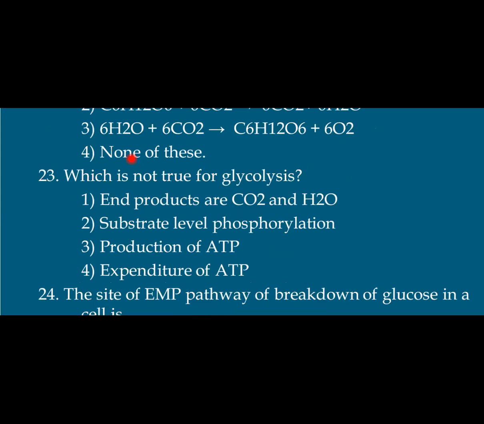Question number 23. Which is not true for glycolysis? Option 1. End products are carbon dioxide and water. What about option 1, students? Does glycolysis give us CO2 and H2O? Never. In the chart you have seen, I have never shown anywhere CO2 and H2O released. Whereas CO2 and H2O are released in the Krebs cycle, not in glycolysis. So option 1 is wrong.